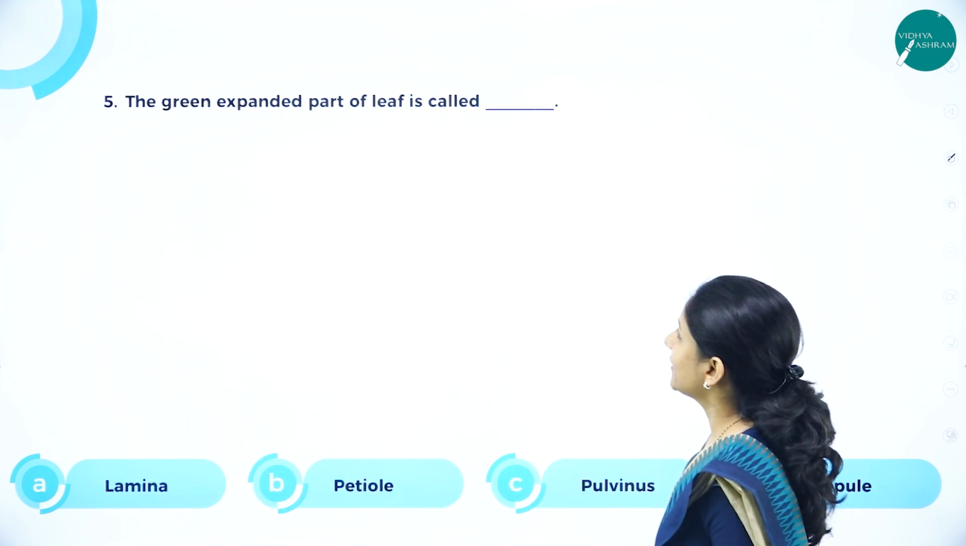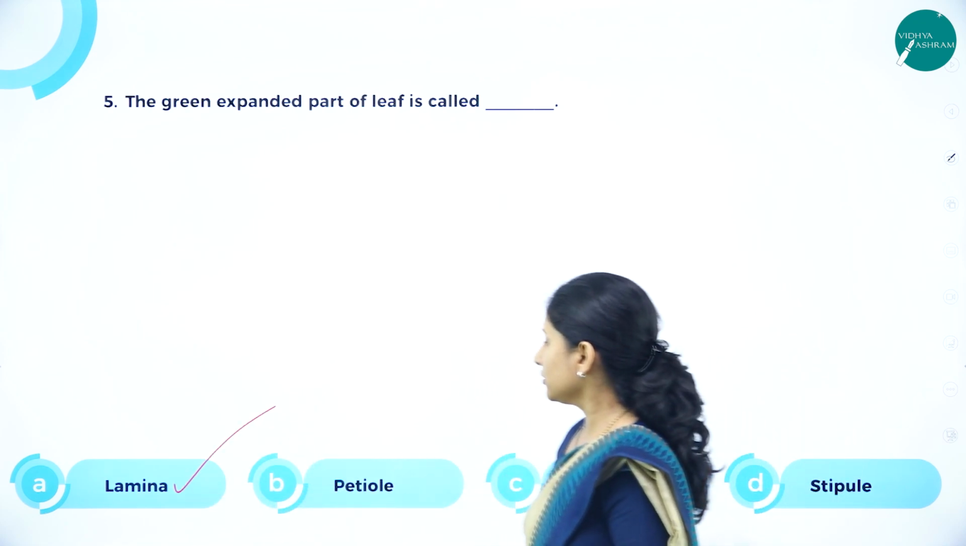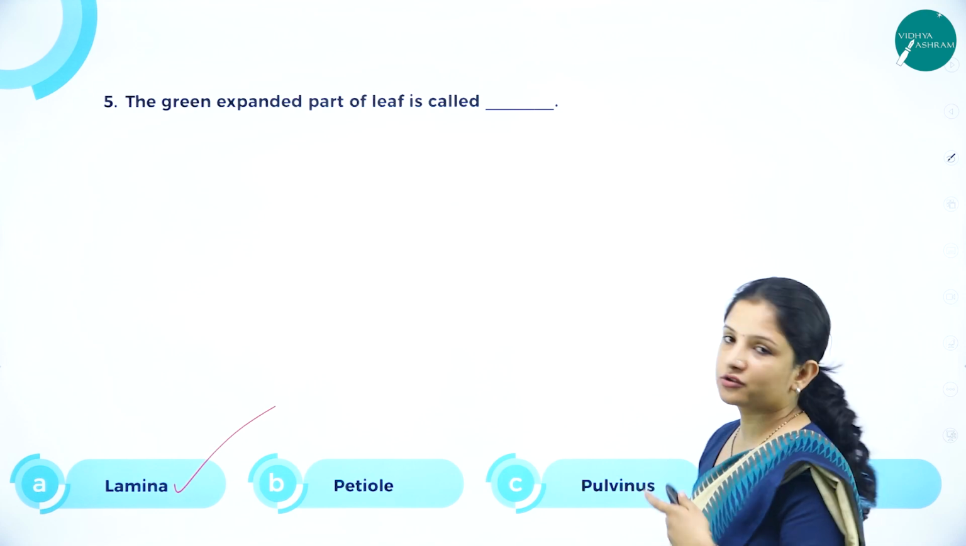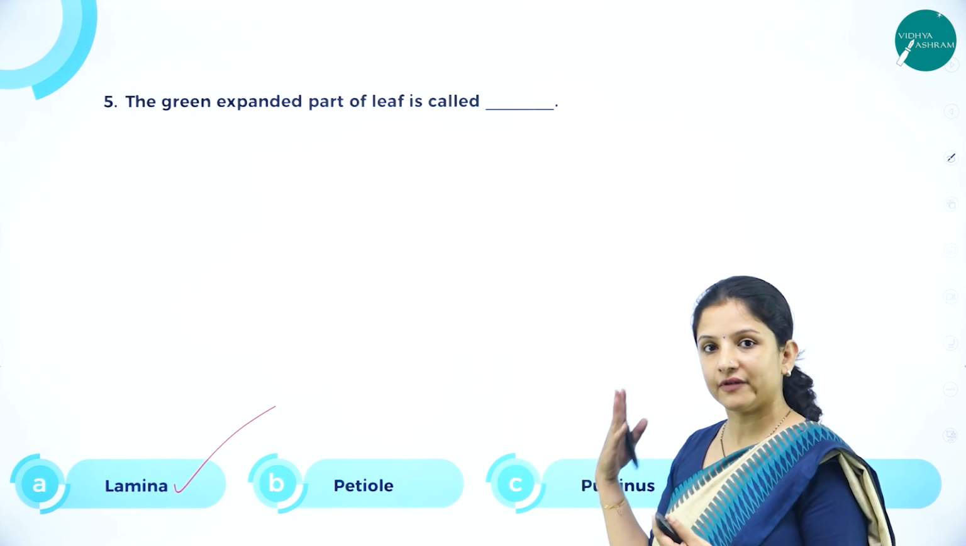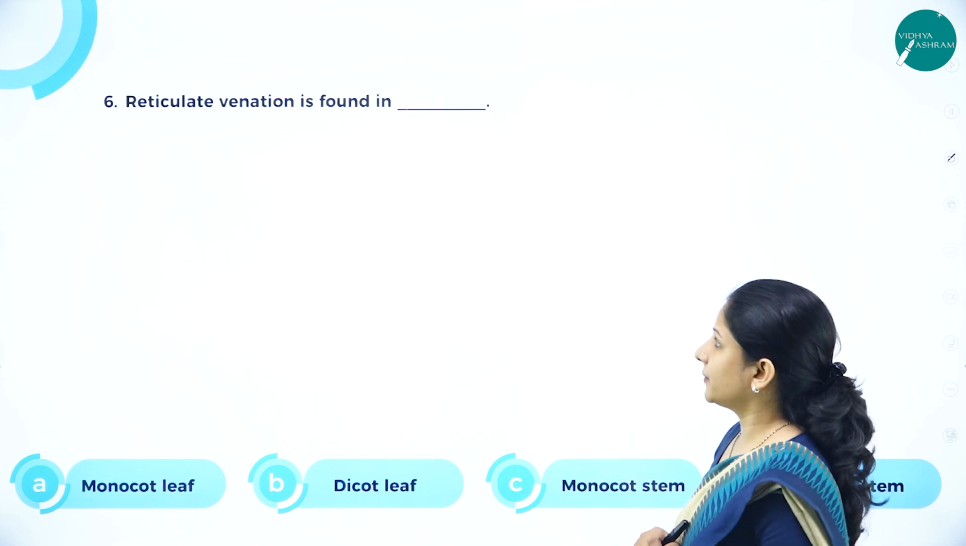The green expanded part of leaf is called lamina. It's not petiole, it's not pulvinus, it's not stipule. Why? We have seen in the previous questions itself. So the option here is option A, lamina.